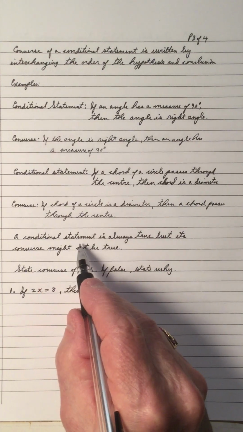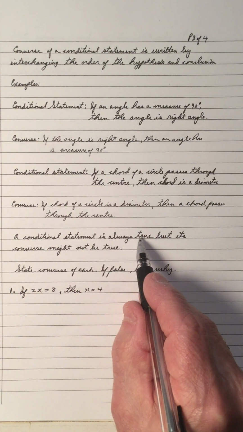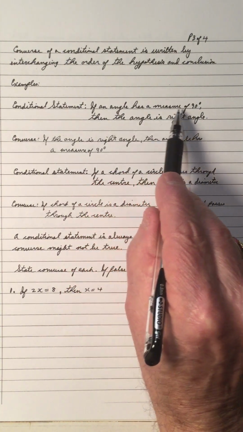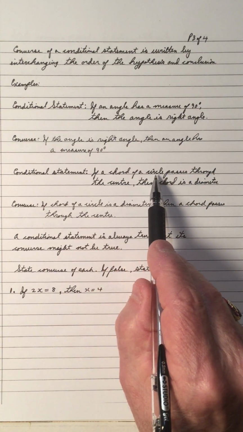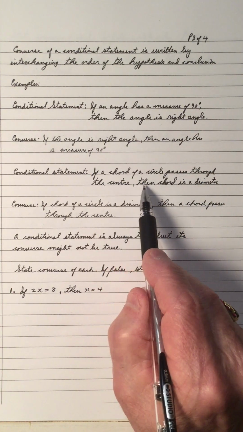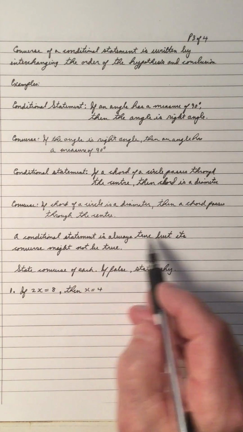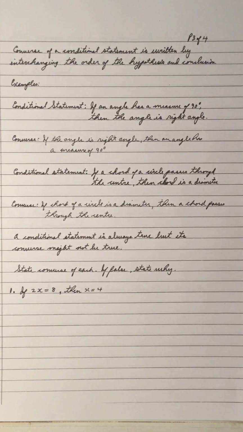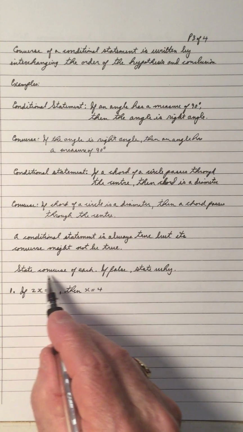A conditional statement, the initial statement, is always true. So if an angle has a measure of 90, then the angle is a right angle. If a chord of a circle passes through the center, then the chord is a diameter. So the conditional sentence is always true, but its converse might not be true. Let's check a couple of statements that I have written. State the converse of each.